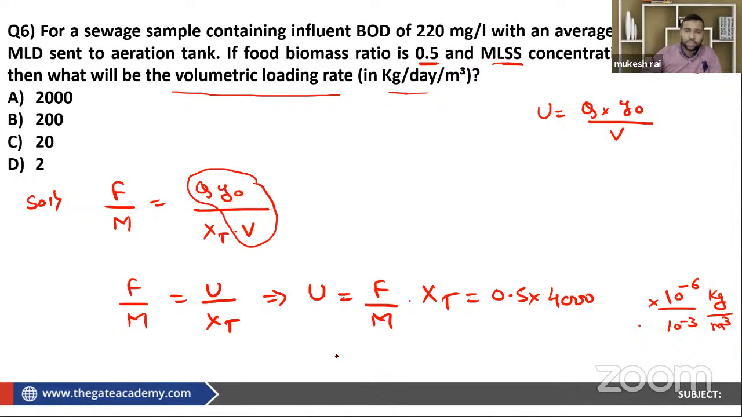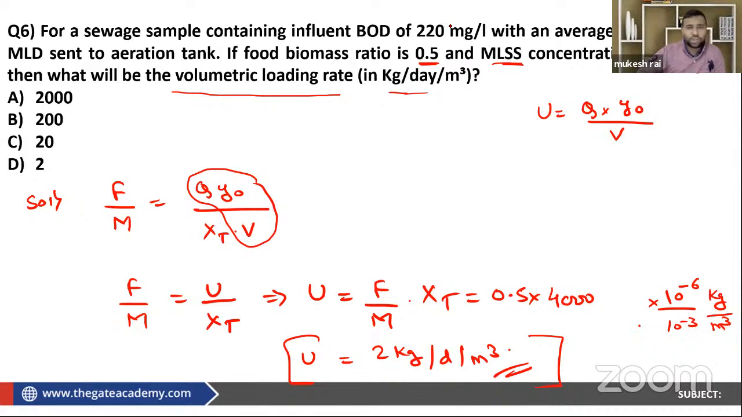So just solve it, you will get the organic loading in terms of kg per meter cube per day. It will be equal to what? Just solve it. Yes, 0.5 into 4000 into 10 to the power minus 3. It will be equal to 2 kg per day per meter cube. That is the organic loading rate, which is the final answer of this question.